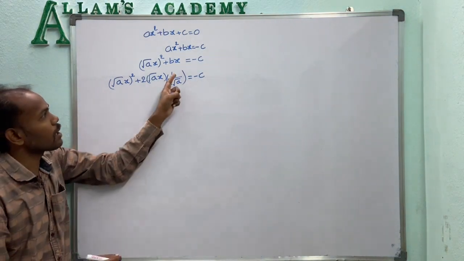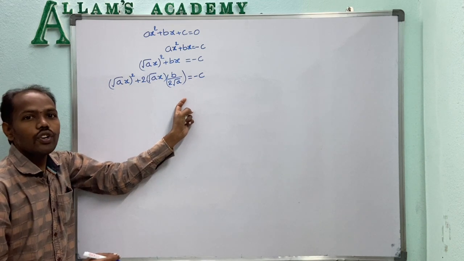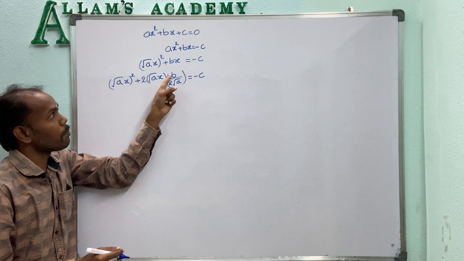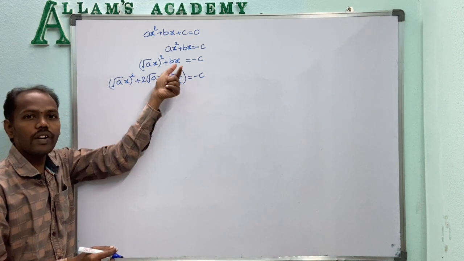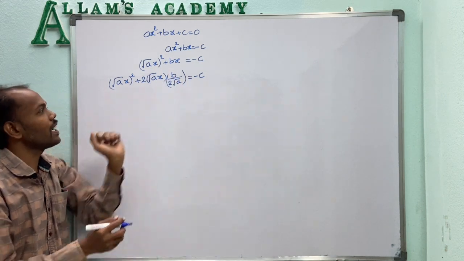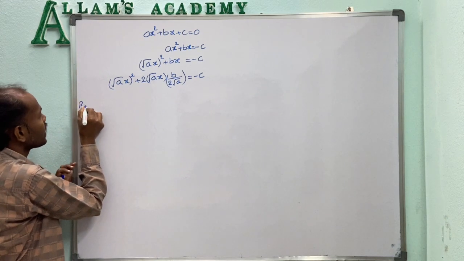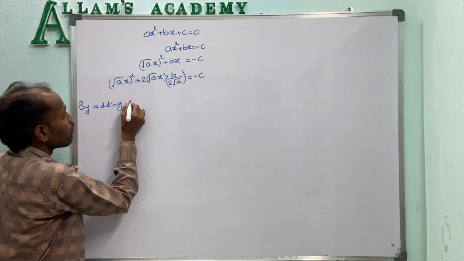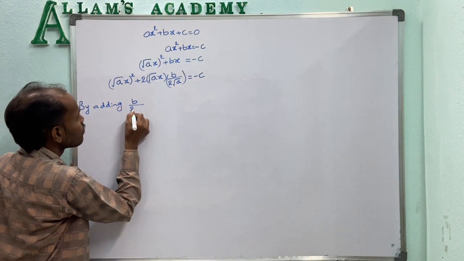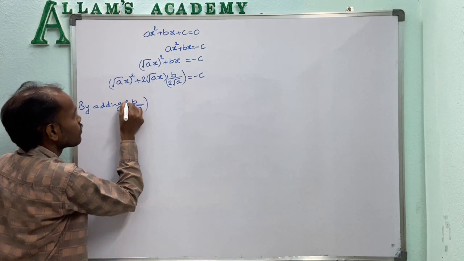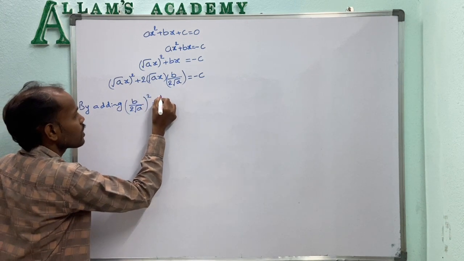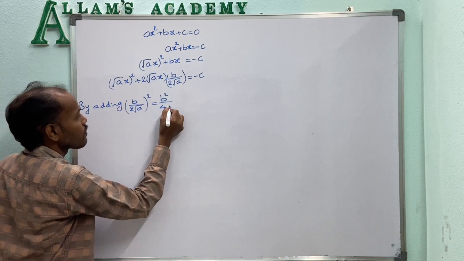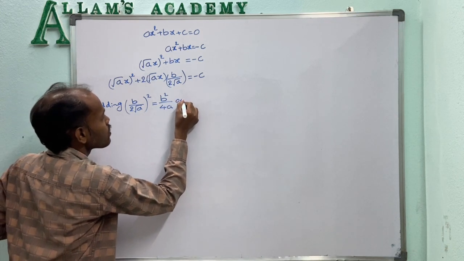Now here the b term is b by 2 root a. So we want to change it as per the a plus b whole square principle, so b by 2 root a whole square also, that means the b square term we are adding. So by adding b by 2 root a whole square, that is nothing but b square by 2 square into root a whole square, which is 4a, on both sides.